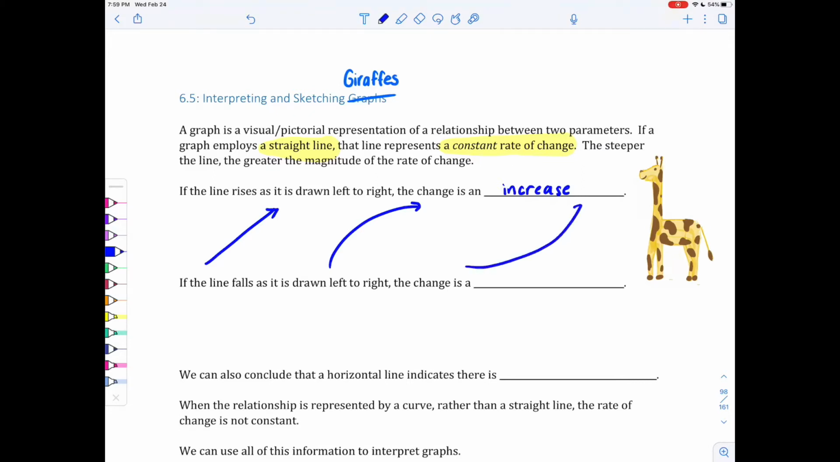And even something like this could show an increase because the arrow is getting higher or pointing upwards as we move from left to right. All of those would show an increase. But this first one would be the only one showing a constant increase. The other ones, because they are not straight lines, would show a non-constant increase. So since it increases going left to right, that's an increase.